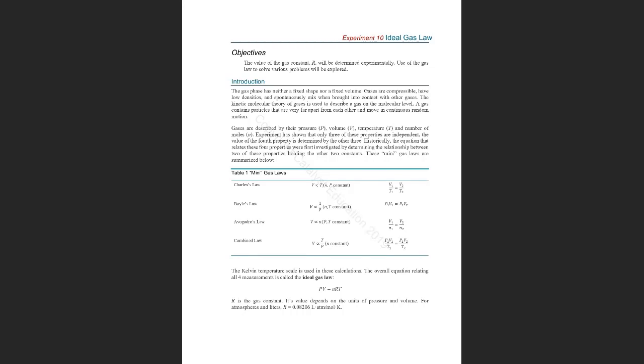So gases are described by the pressure, the volume, the temperature, and the number of moles. Only three of these four variables are independent. So if we know three of them, we can determine the value of the fourth property. And the equation that relates the four properties is called the ideal gas law, which is this one.